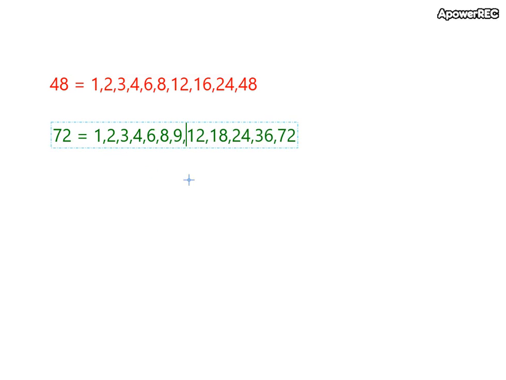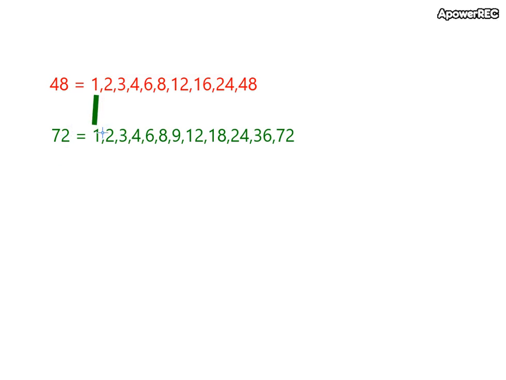So these are all the factors of 72, and we see that many factors are common. For example, we can see that 1 is common as a factor between the two. 2 is a common factor. 3 is a common factor. 4 is a common factor. 6 and 8 are common factors. Then we have 12 as a common factor between the two integers, and 24 is the largest common factor.